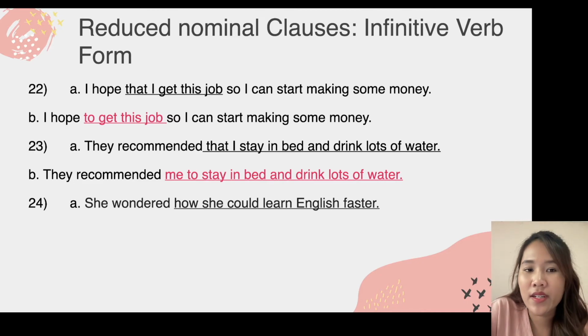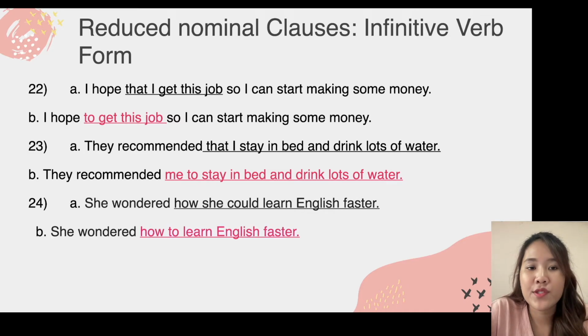Or another example, like she wondered how she could learn English faster. So how she could learn English faster is the nominal clause. It functions as the object of the verb wonder. So we can reduce it into she wondered how to learn English faster. So how to learn English faster is the infinitive verb phrase functioning as the object of the verb wondered.